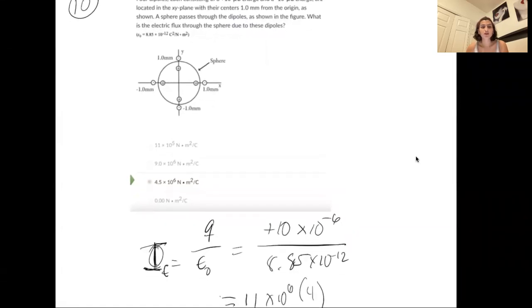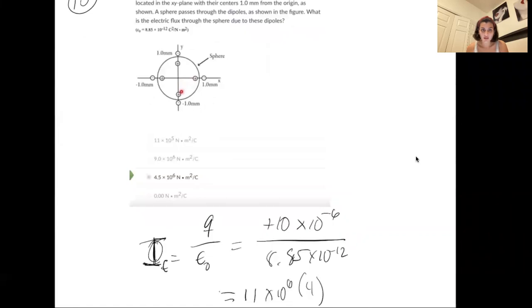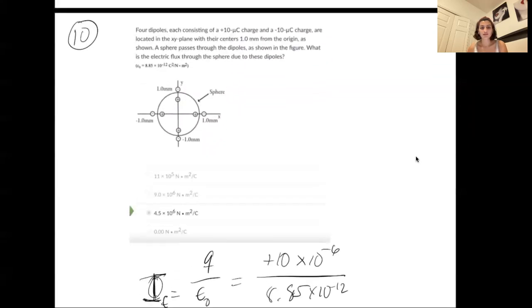Passes to the dipoles is shown. An important thing to note here is that all these positive charges are inside the sphere, right? These are the ones that are going to cause an electric flux, because remember that for a Gaussian surface, we count the point charges inside that Gaussian surface. So these are the points that we're going to be dealing with, okay? This is a very simple problem.